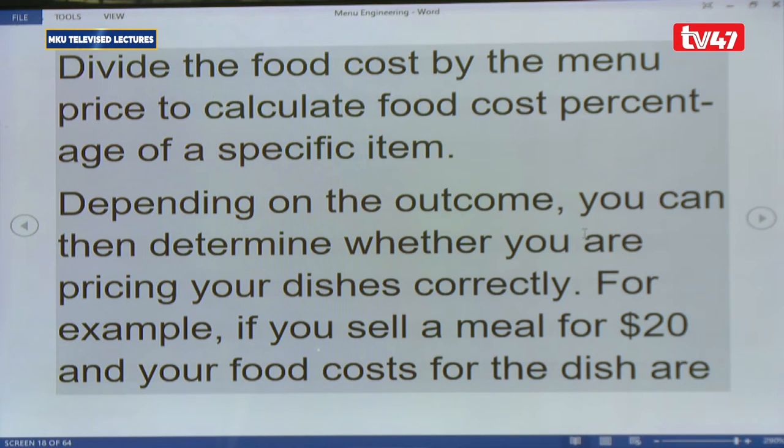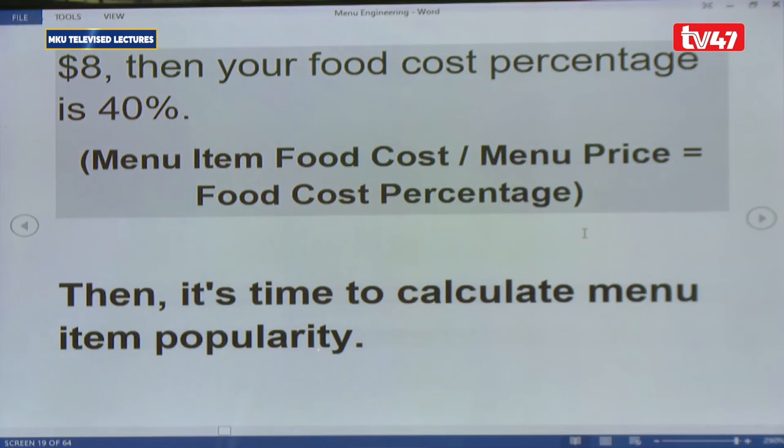For example, if you're selling a meal for only $20 or 20 shillings, and you're using $8 to produce that item, then that gives you a food cost of 40%. And that's how you get it. Then once you've got that, you can go to the next step of calculating your menu popularity. So the contribution margin gives you the profitability part of your menu engineering exercise.